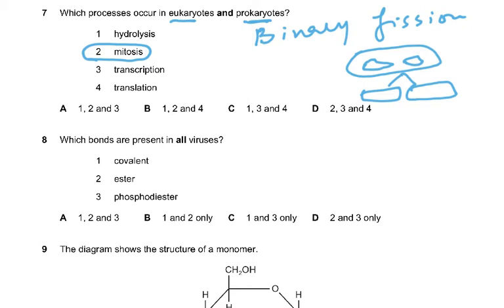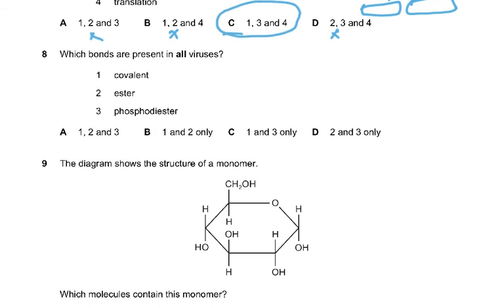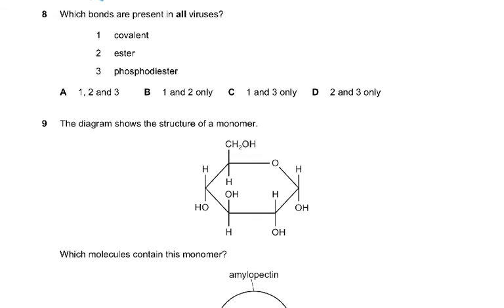So anything without 2 was correct. Now you know this is 2, this is 2, this is 2. So only this is correct. Anything with 2 was incorrect. But if you knew that, I mean, if you are really going to not know that, then I'm sad. Question number 8. Which bonds are present in all viruses?